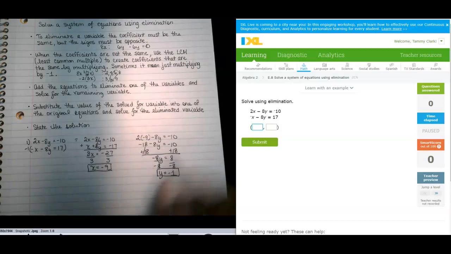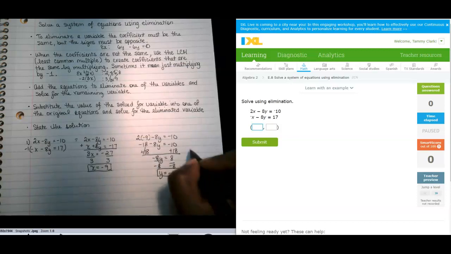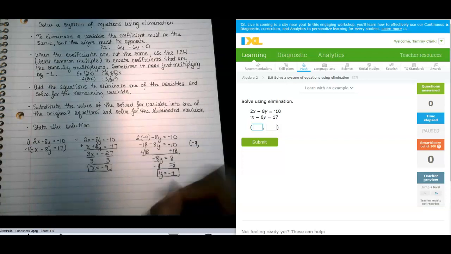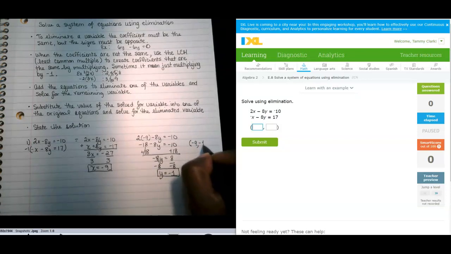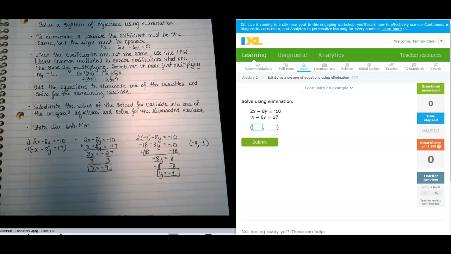So the last portion was to state the solution. Our solution is negative 9 in the x value and negative 1 in the y value. That's where the lines cross, and that is our solution.